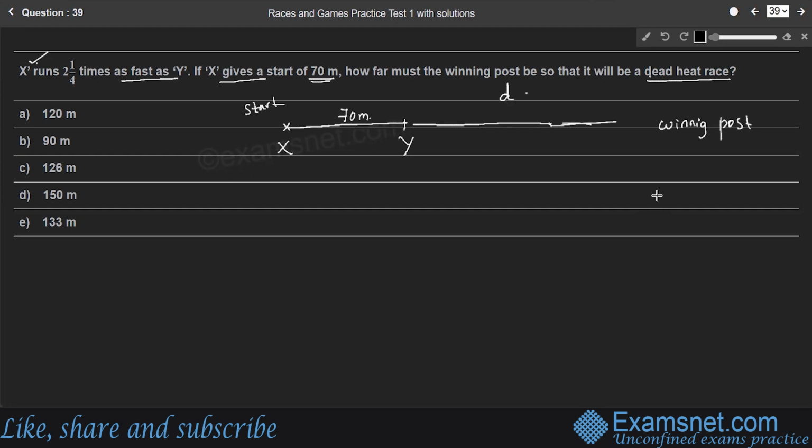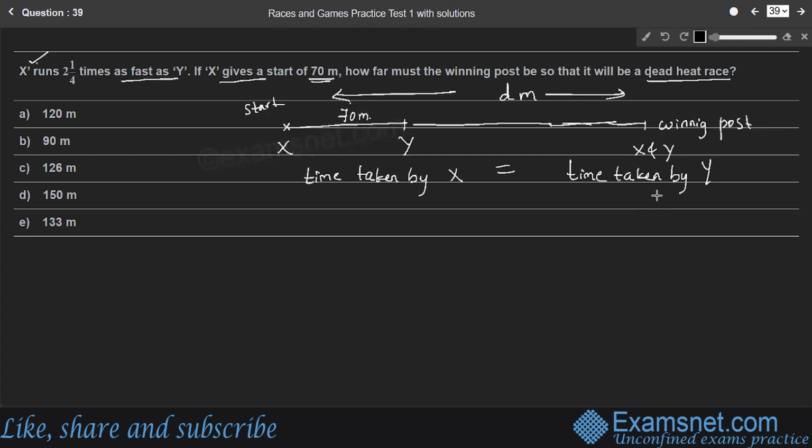Let it be d meters, right? From the starting point, the winning post is d meters far, so that it will be a dead heat race. That means x and y will reach the winning post at the same time, right? Therefore, time taken by x to reach the winning post is equal to time taken by y to reach the winning post. Here time can be expressed in terms of distance and speed.